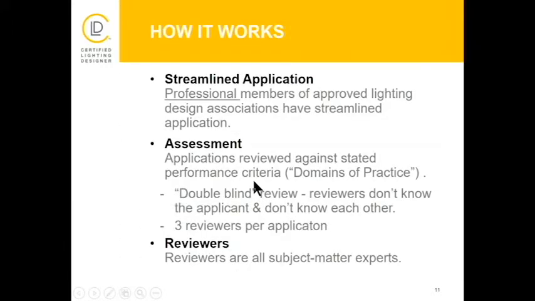So there's a streamlined application for professional members of approved organisations, but all that means is some of the domains are taken as granted, and so it just makes it easier to put in. Then your actual application is reviewed against stated performance criteria in the domains of practice, and it is double-blind reviewed. So the reviewers don't know who the applicant is, and the applicant doesn't know who the reviewer is.